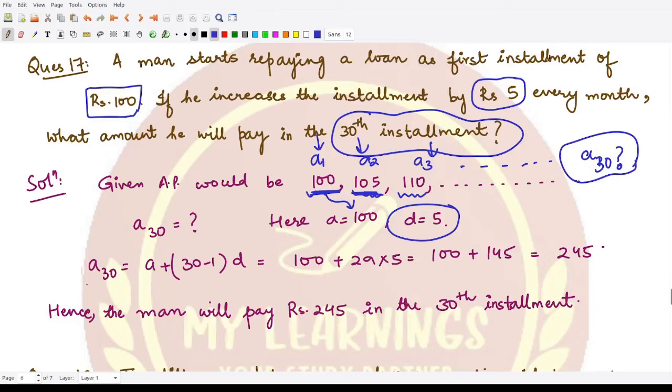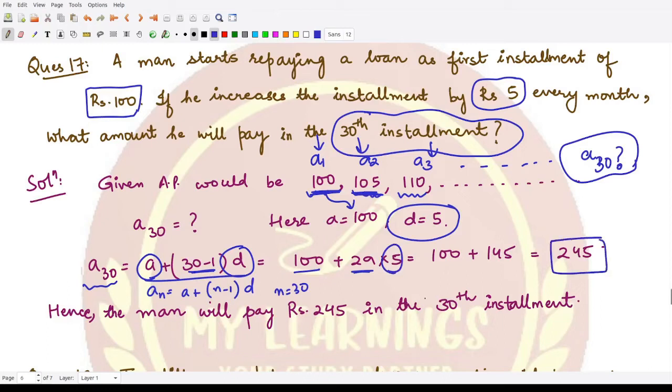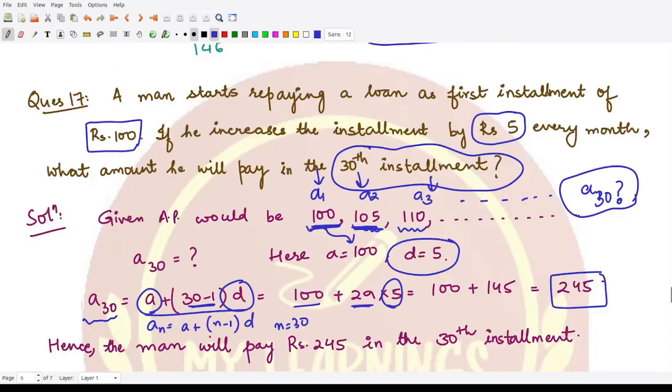So A30 would be obtained when you apply the general formula, because we know an is equal to a plus n minus 1 times d. Substituting the value of n as 30, we have a plus 30 minus 1 d. The value of a is 100, 30 minus 1 is 29, and the value of d is 5. We can simplify and solve this expression, and we have 245 as our answer. So the man will need to pay rupees 245 in the 30th installment after he starts paying. I hope you understood this question.